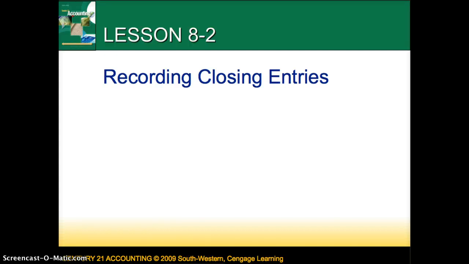This is lesson 8.2, recording closing entries. This is found on page 206 of your book. We need to have permanent and temporary accounts for a business.